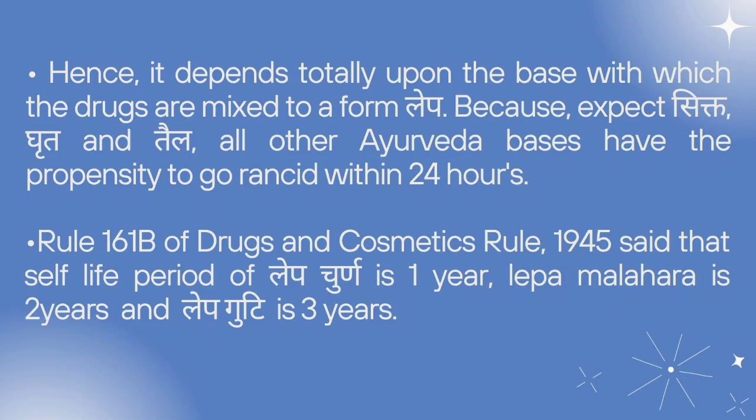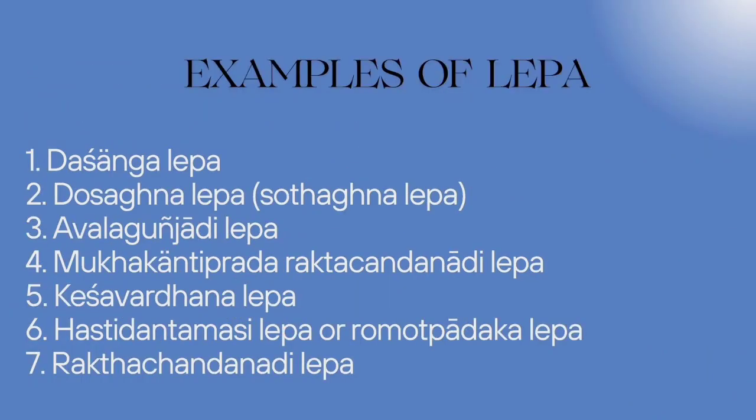Rule 161B of Drugs and Cosmetic Rules 1945 says that the shelf life period of Lepa Churna is 1 year, Lepa Malahara is 2 years, and Lepa Guti is 3 years. These are some examples of Lepa: Dashanga Lepa, Doshagna Lepa, Avalgunjadi Lepa, Mukha Kanti Prada, Rakta Chandanadi Lepa, Keshavardhana Lepa, Hasti Dhantamasi Lepa, or Romotpadaka Lepa.